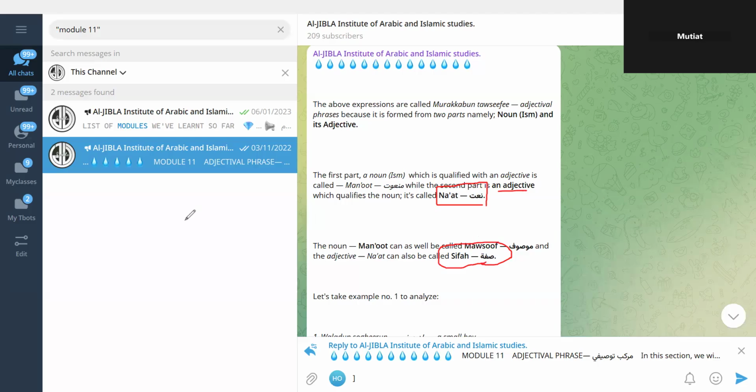Let's write down the terminologies. The two will be sifa or mawsuf: the adjective and the one that is receiving the adjective. Or we say nat wa man'ut. So I think you understand that now.